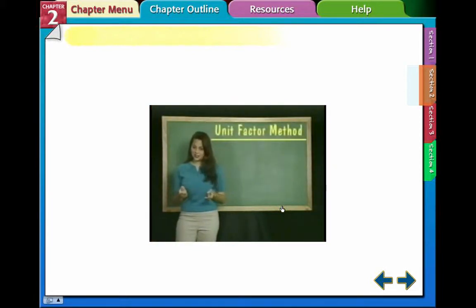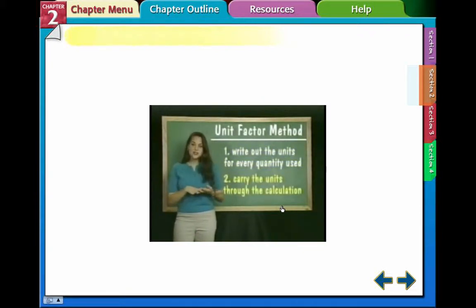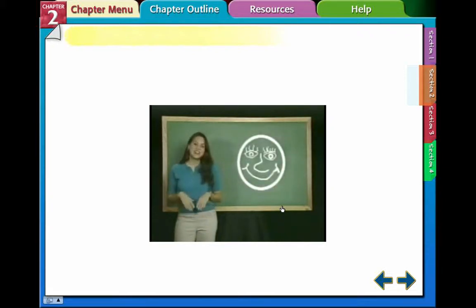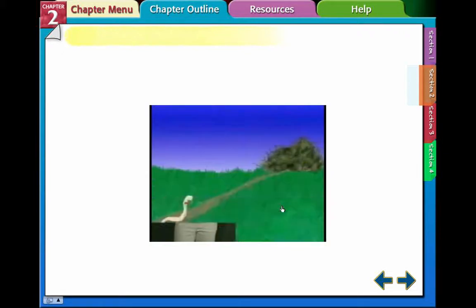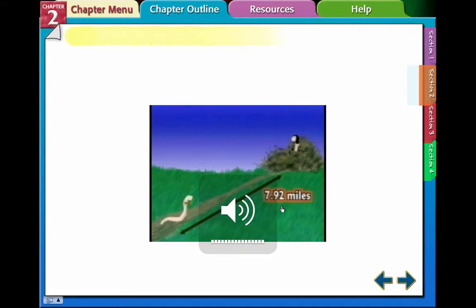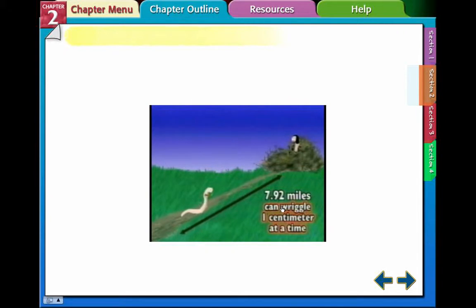To use the unit factor method, write out the units, kilograms, seconds, meters, or whatever, for every quantity you're using in your calculation. Then carry the units through the calculation, treating them as algebraic quantities. Sounds tricky? It's not. Watch Willie the Wild Worm. Wild Willie wants to visit his girlfriend Lily, who lives in a compost heap 7.92 miles away. Willie can only wiggle along 1 centimeter at a time. How many centimeters does poor lovesick Willie have to wiggle to cover the 7.92 miles between him and his beloved?